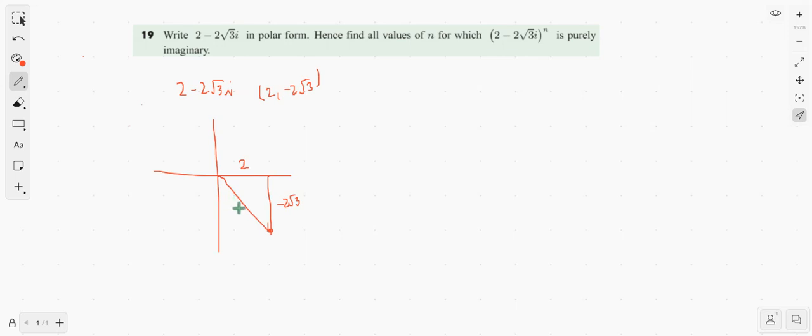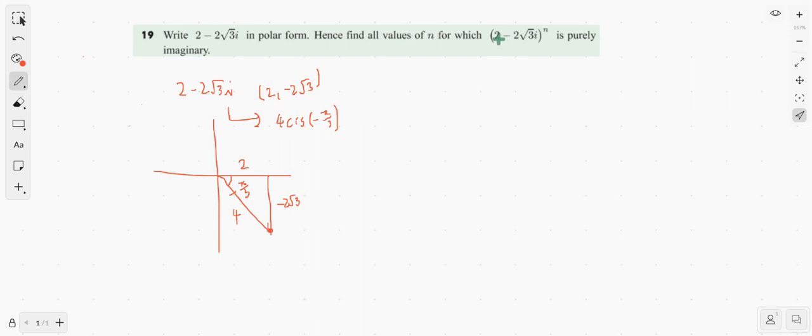Which means the magnitude of this vector should be 4, and the angle should be 60 degrees or pi over 3. But since you're measuring the angle clockwise, this is minus pi over 3 radians. So if you convert this into polar form, you get 4 cis minus pi over 3.